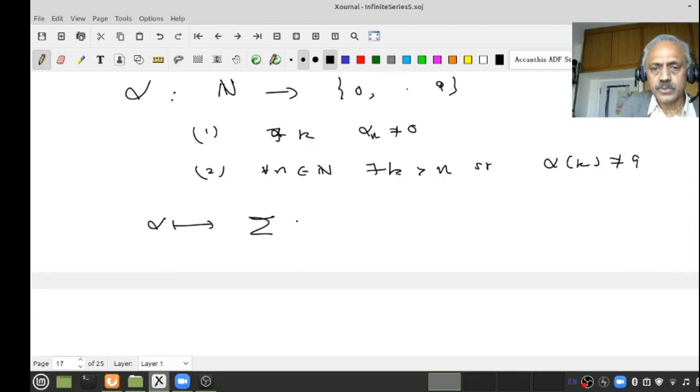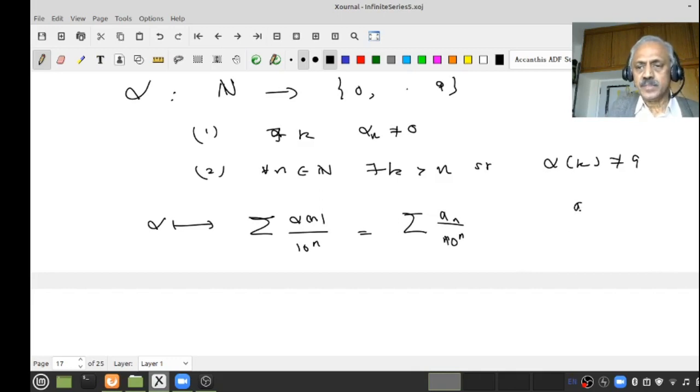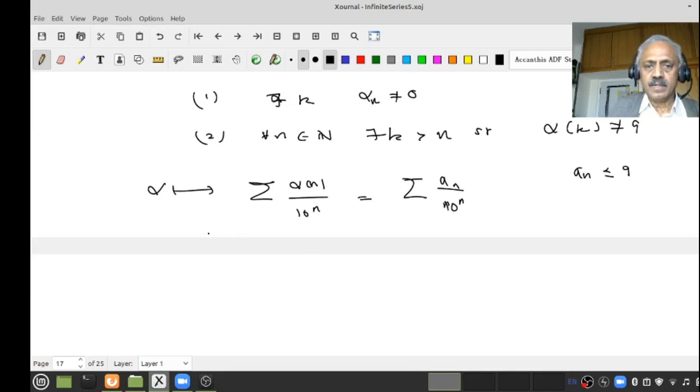Alpha goes to the sum of alpha n by 10 to the power n, which is the same as a n by 10 to the power n, right? Now notice that my a n's are all less than or equal to 9, and since alpha satisfies the second condition, there is at least one k so that a k is not 9. Therefore, a k is strictly less than 9, right? Therefore, there is a k so that a k is strictly less than 9.